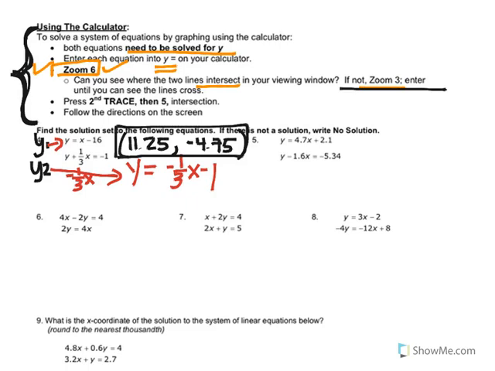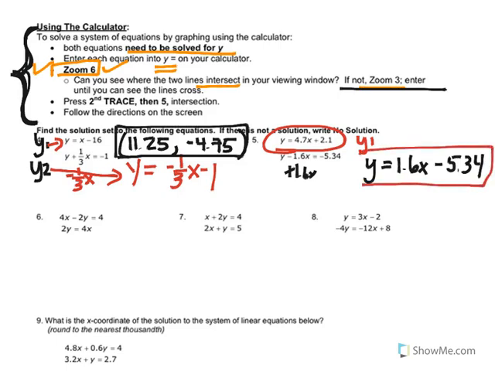Okay, let's try number 5. Let's look, are these equations both solved for y? No, they are not. The first one is, but the second we need to take the x over, so we're going to add 1.6x, and so we get y equals 1.6x minus 5.34.